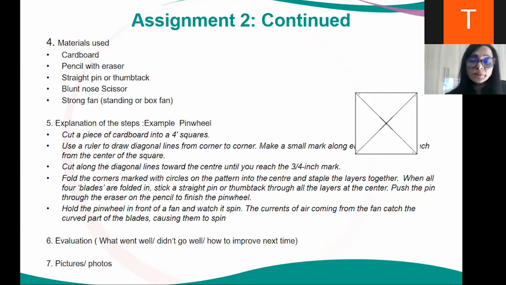For example, you would say, the children will observe that when the fan is at high speed, the pinwheel goes faster. The children will communicate by drawing, answering questions, and so forth. The children will predict what will happen if instead of the straight pin, a stapler was used. The children will, and you will use all the scientific process skills to ask questions.